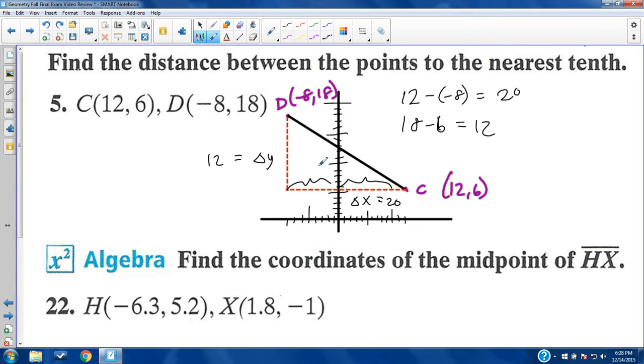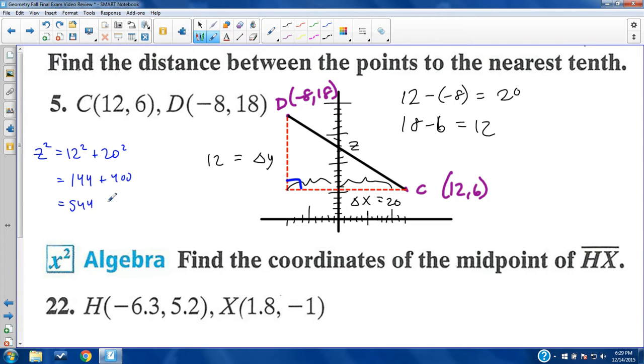This here, I don't want to call it C or D because we already have those. I can't call it X or Y. Let's call it Z. But if you think about this, really, this is a right triangle, okay? And we have the legs of the right triangle. We have the hypotenuse that we need to find. So what I'm doing, really, is setting up the Pythagorean theorem. Z squared equals 12 squared plus 20 squared. So that's 144 plus 400, which is 544.